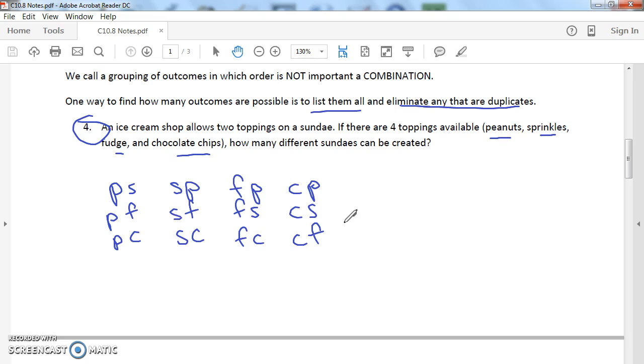However, peanuts and sprinkles are the same thing as sprinkles and peanuts, so that's a duplicate. Peanuts and fudge, fudge and peanuts. Peanuts and chocolate chips, chocolate chips and peanuts. And in this way we can eliminate all of the duplicates, and we are left with just these 6 options. So there's 6 different sundaes we can create that way.